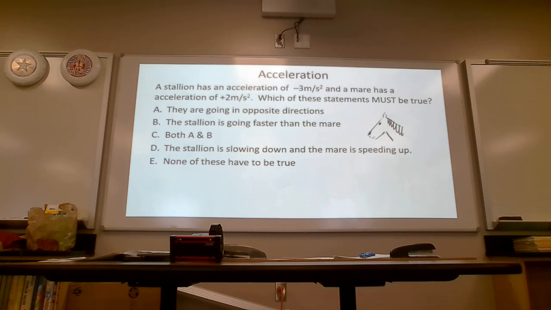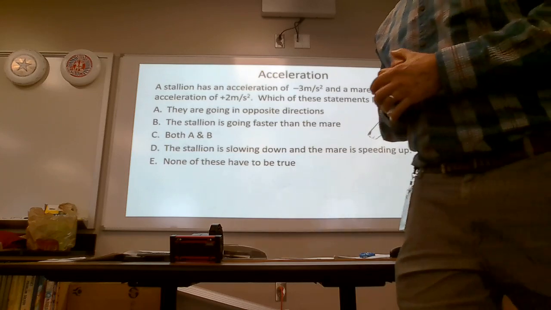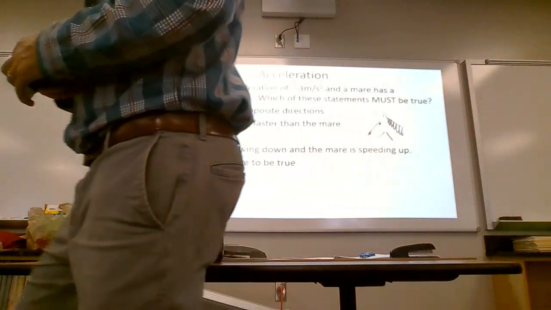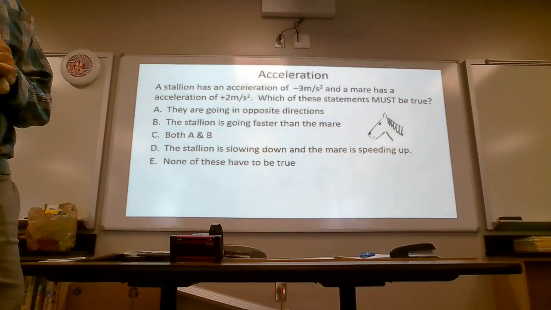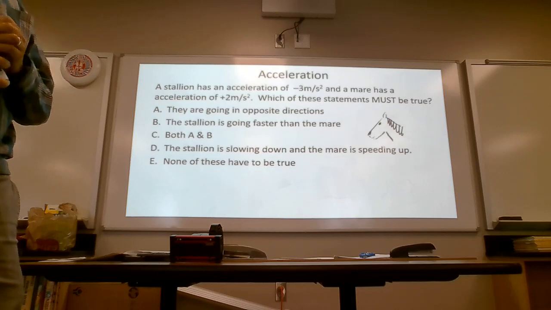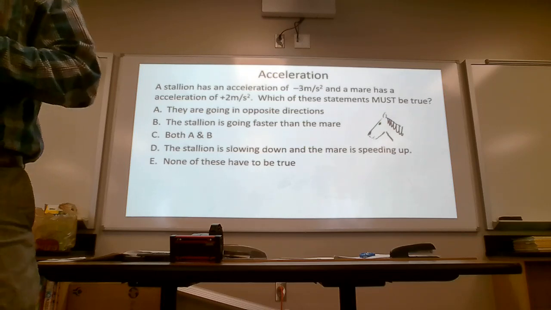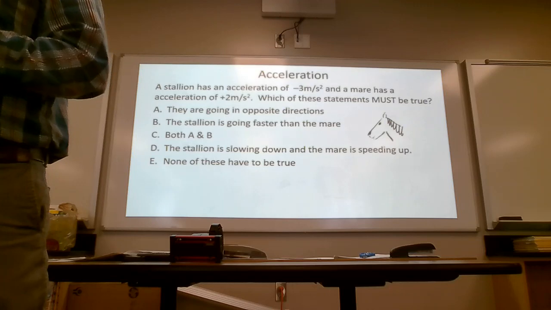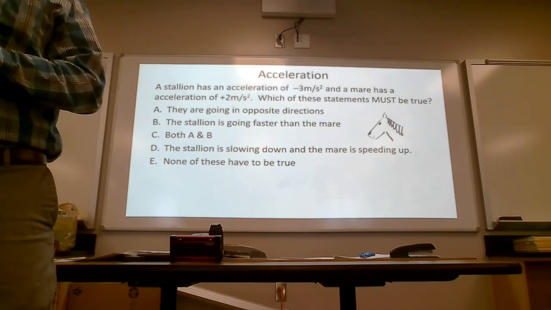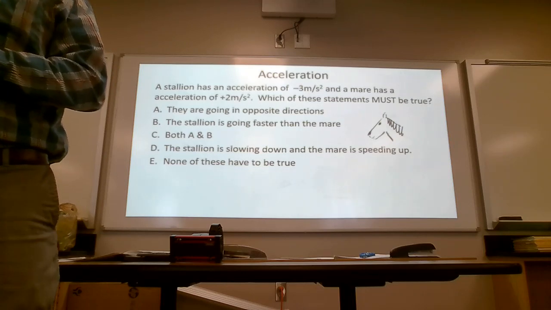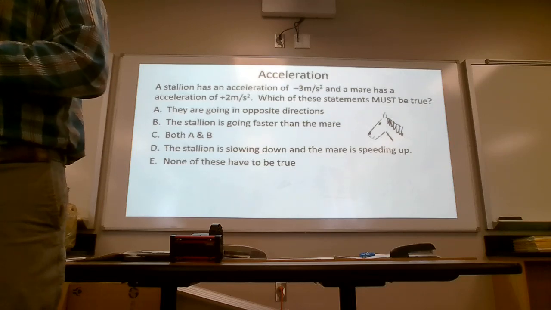The stallion is slowing down. If the stallion was going in the negative direction, how would you describe the motion of the stallion? Speeding up or slowing down? Speeding up. Okay, and the mare could be going in the negative direction and slowing down. E is the correct answer. Okay. Learn some stuff.